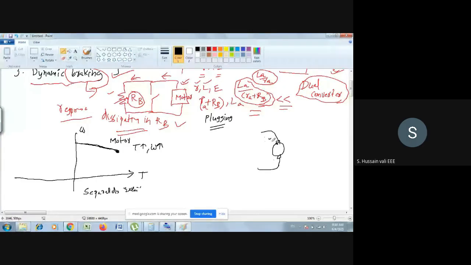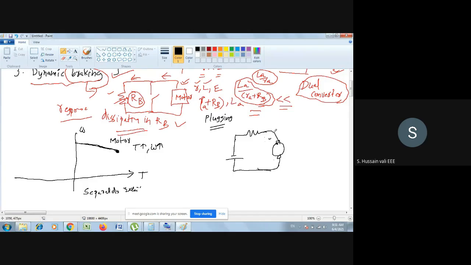One important thing: you reverse the polarity of the voltage. See, I have reversed that. Earlier the top one was positive and this one negative. Now in between you connect a resistor once again, like this. So when you do like this, what will happen now?